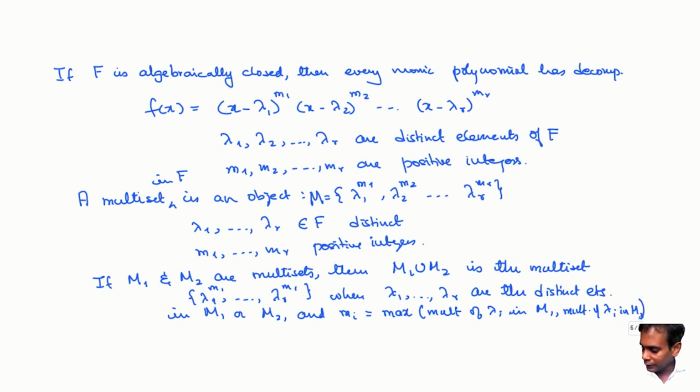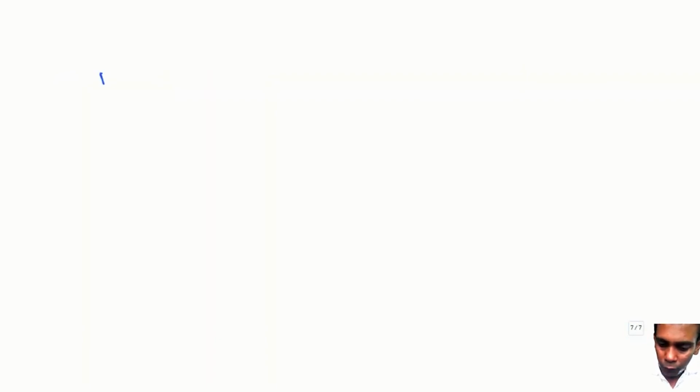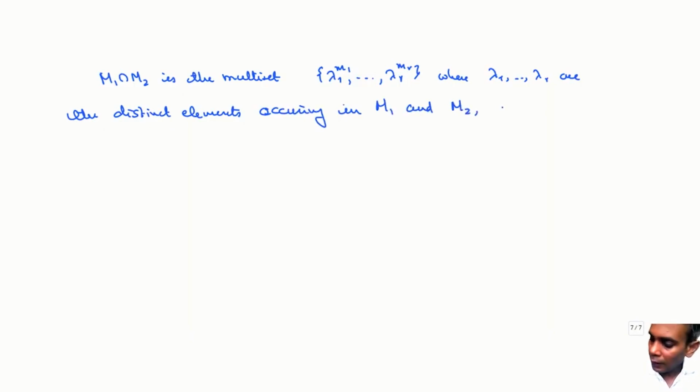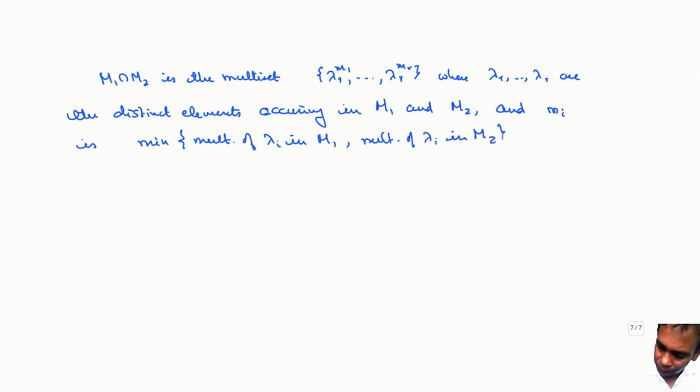Similarly, we can talk about the intersection of two multisets. M1 intersect M2 is the multiset lambda 1 m1, lambda r mr, where lambda 1, lambda r are the distinct elements which occur in both M1 and M2, and mi is the minimum of the multiplicity of lambda i in M1 and the multiplicity of lambda i in M2.